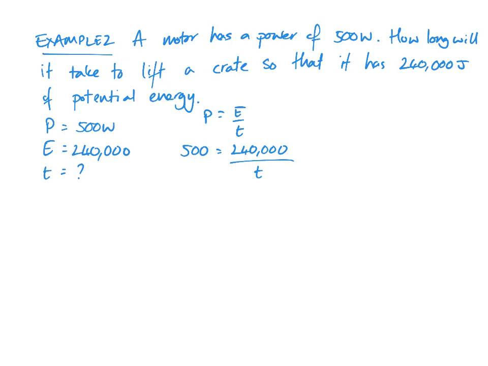So now we've got a bit of rearranging to do, and the first problem I've got is that t is in the bottom line. So the first thing I'm going to do is multiply both sides by t so that it cancels out the divided by t, the t in the bottom line on the right hand side. So I get 500 times t on the left hand side, and the t's on the right hand side cancel out. That's why we're doing it. And now I can divide both sides by 500. So it does involve 2 steps to get to the answer.